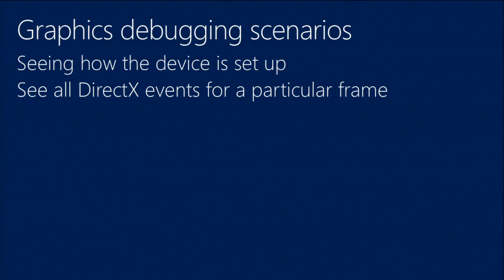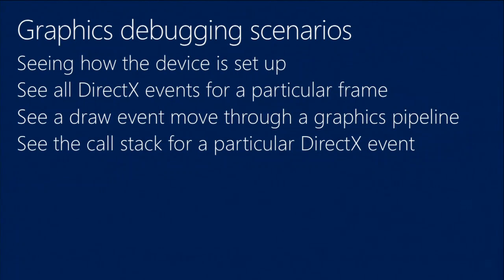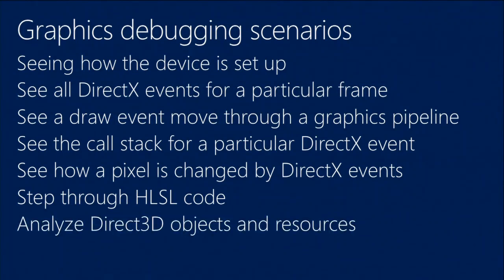You're going to want to see events for a frame. So when a frame is built, there's some subcomponent of that frame, that pipeline that isn't working properly. You'll be able to do that. You're going to want to see a draw event move. So if you're drawing a tank or something, there might be an issue. You want to visualize that. See the call stack. See how a pixel is changed by events. So this is getting relatively detailed, but if you're running a lot of transforms on a set of pixels, there might be one step that isn't working, and the tool will let you take a look at that. And then step through HLSL code and analyze Direct3D objects and resources.